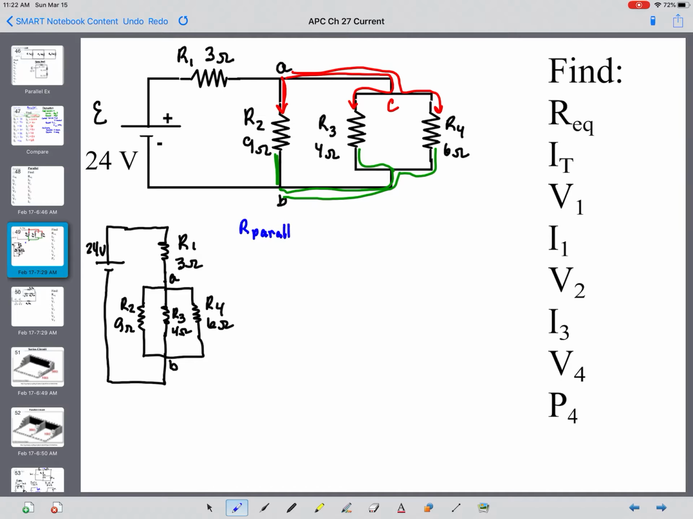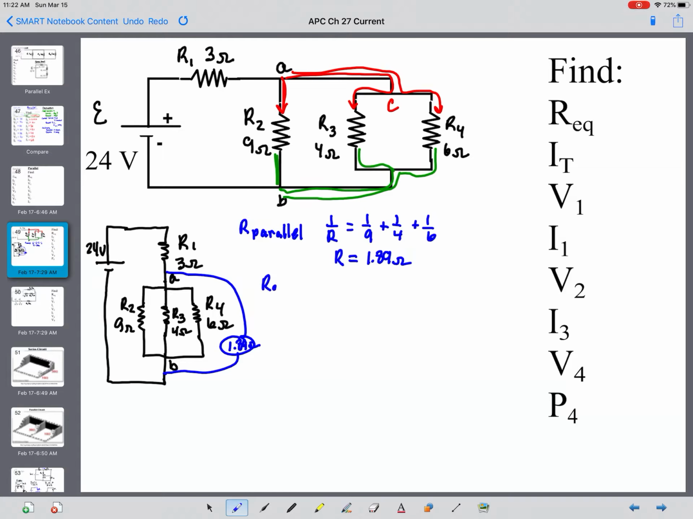So if we consider the parallel network, that's an inverse equation. So 1 over R for the parallel would be 1 over 9 plus 1 over 4 plus 1 over 6. Doing the math and solving that down, I get 1.89 ohms. Anytime you find a value, always put it onto your diagram because you're going to need it later. So 1.89 ohms takes the place of everything there between the lines.